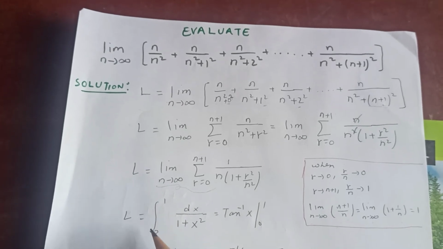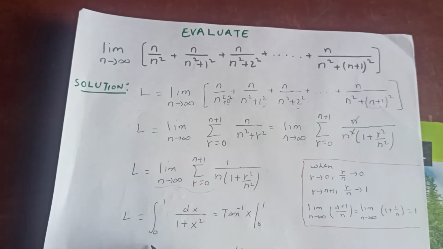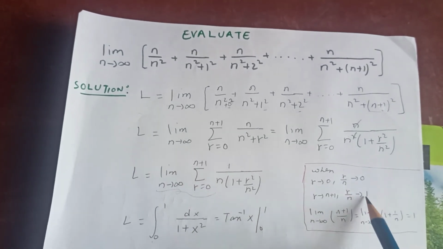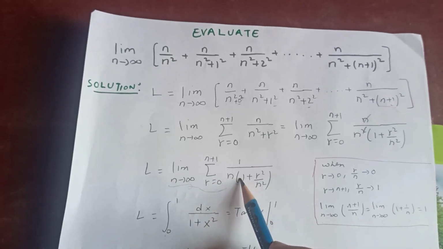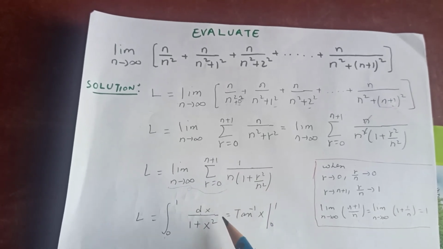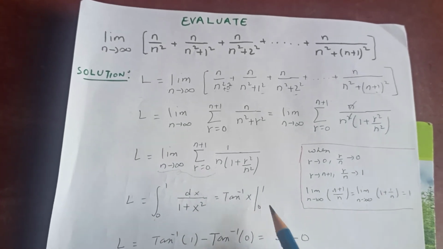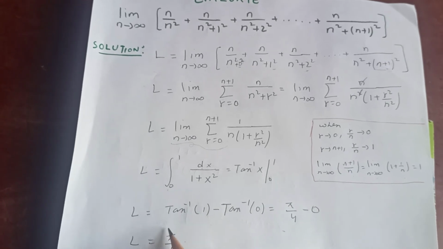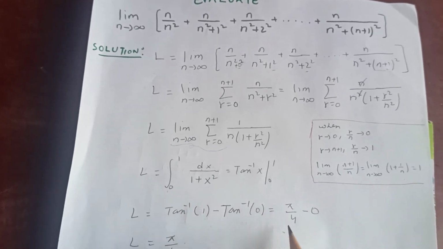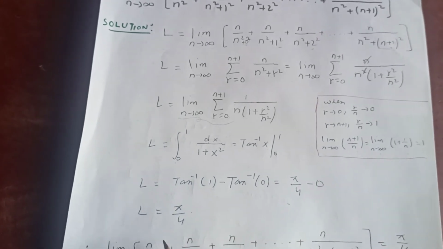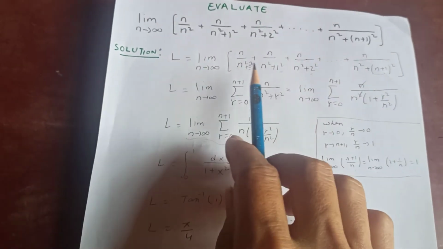The sum from r equal to 0 to n plus 1 will change to the integral from 0 to 1, and 1 over n will be dx, and r by n will be x, so we get 1 over (1 plus x square). This is nothing but tan inverse of x from 0 to 1. So our limit L is tan inverse of 1 minus tan inverse of 0. This is pi by 4 minus 0. Therefore our L is nothing but pi by 4.